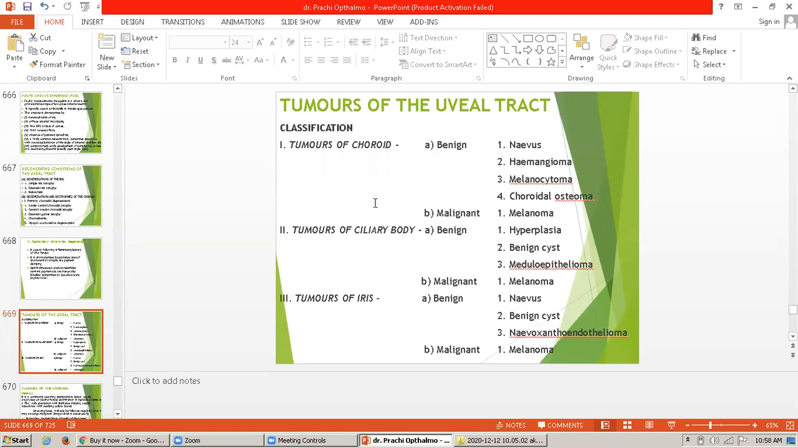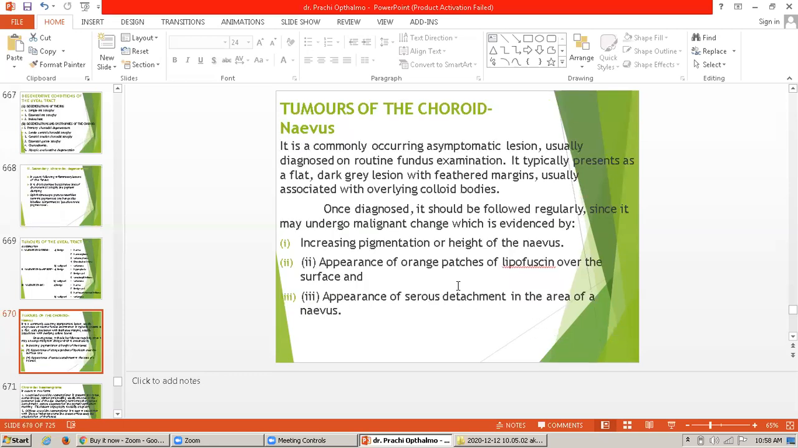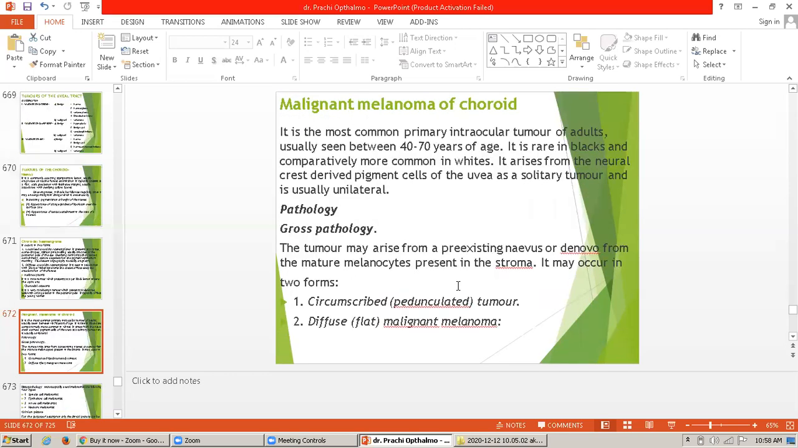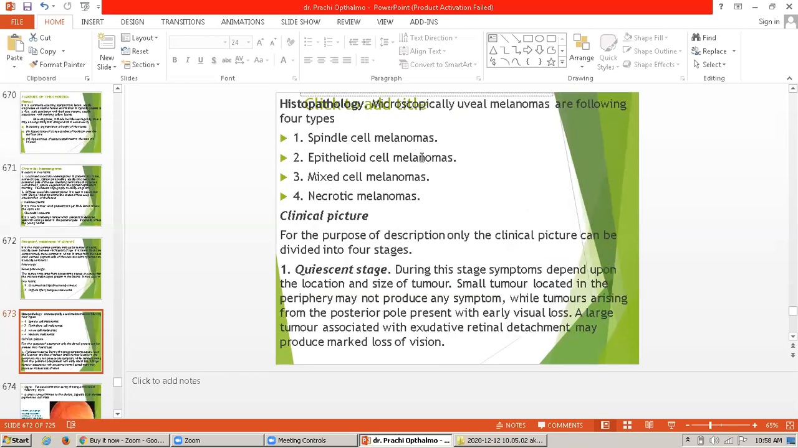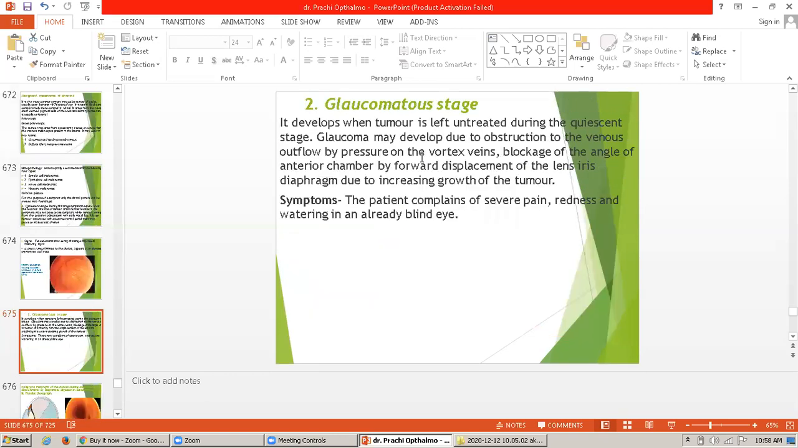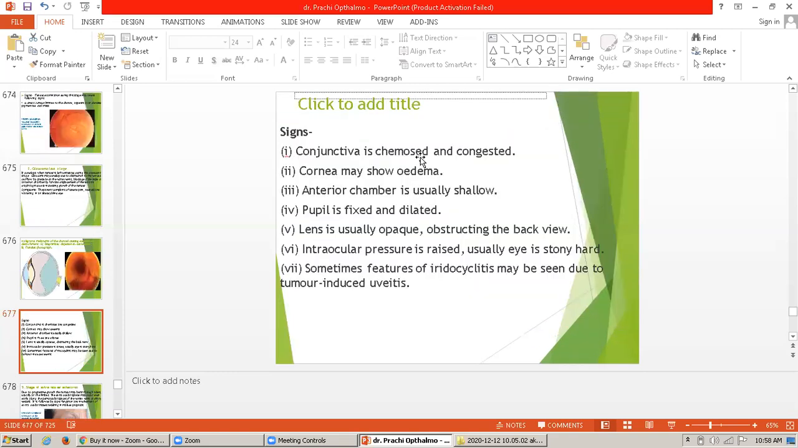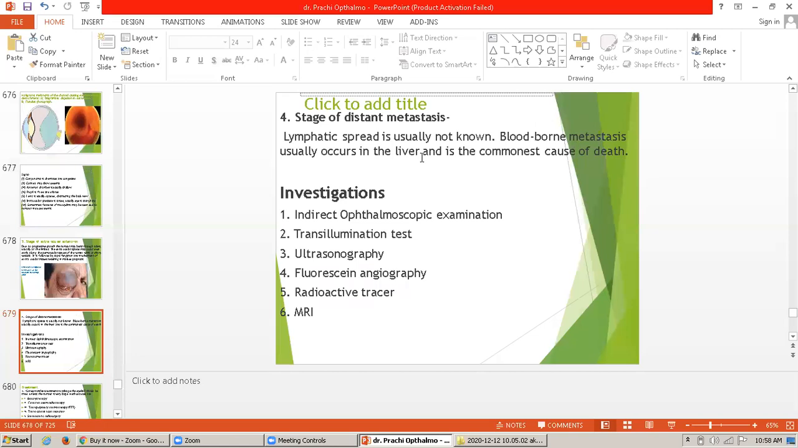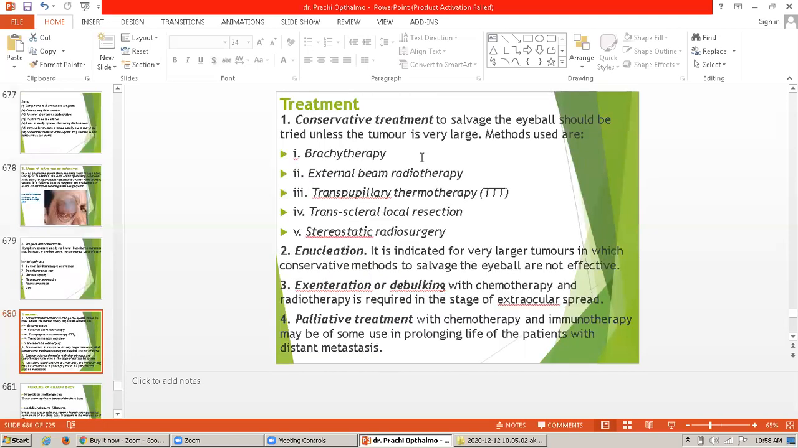In that, firstly, we studied the tumors of the choroid. Benign ones include nevus, hemangioma, melanocytoma, and choroidal osteoma. And B, the malignant melanoma. So, for tumors of the choroid, we covered nevus, choroidal hemangioma, and malignant melanoma of the choroid, with its histopathology, pathology, clinical features with the different stages and diagrams, and the investigation and the treatment. So, this is all about the tumor of the choroid.